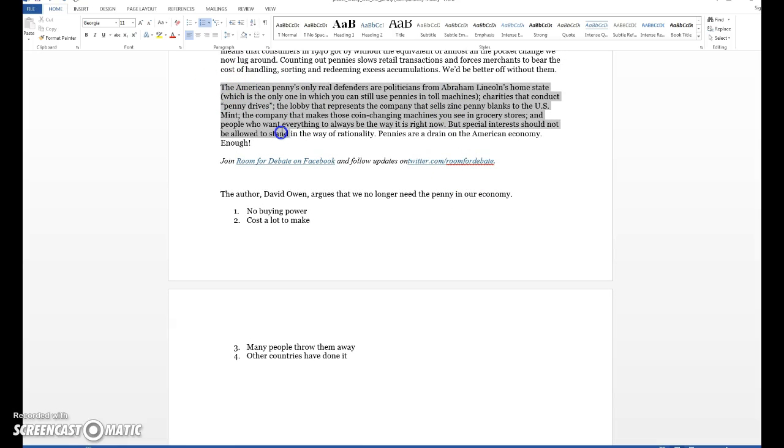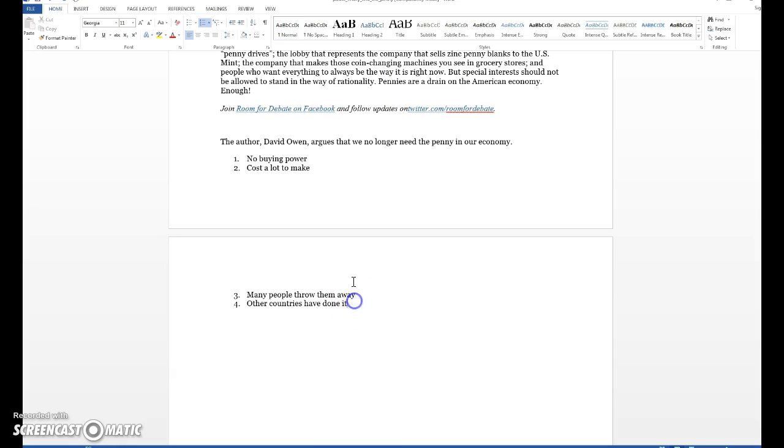He does have a whole paragraph down here about the defenders of the penny, and he's kind of, in a nice way, saying that there aren't really any good reasons why. The people who want them are only in it for their own special interest. The company who makes those coin-changing machines, or the company that sells the zinc, of course, they don't want to get rid of pennies because that's how they make their money. But he says special interests should not be allowed to stand in the way of rationality. In other words, those people aren't even being rational. So I'm going to write that down here too.